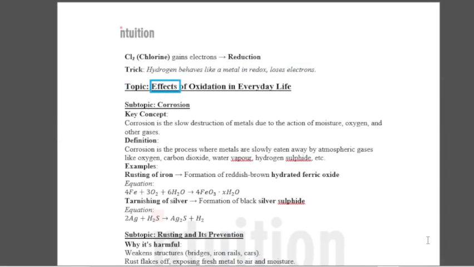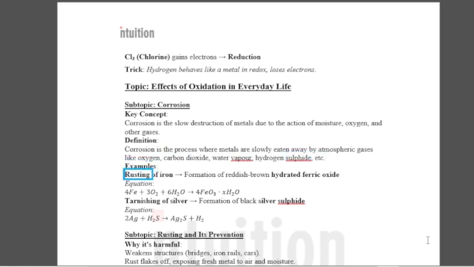Topic: effects of oxidation in everyday life. Subtopic: corrosion. Key concept: corrosion is the slow destruction of metals due to the action of moisture, oxygen, and other gases. Definition: corrosion is the process where metals are slowly eaten away by atmospheric gases like oxygen, carbon dioxide, water vapor, hydrogen sulfide, etc.